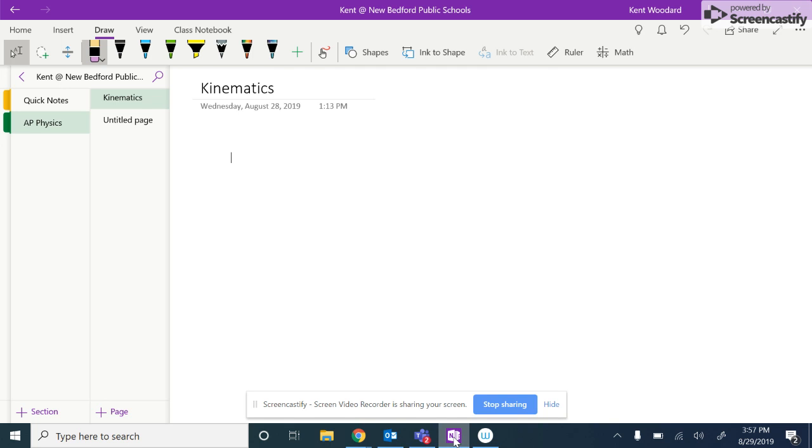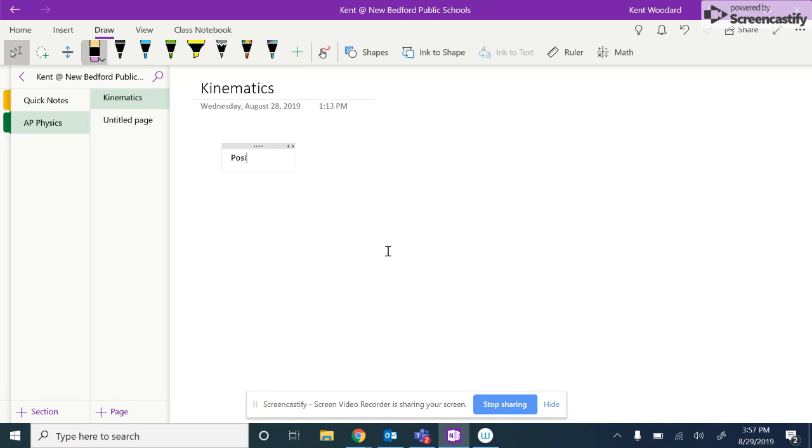Okay, so let's start off AP Physics by going over kinematics. Kinematics, I would say, is almost purely a mathematical foundation. It's really just learning about coordinate systems and rates of change. So the first thing I would like to talk about is position.